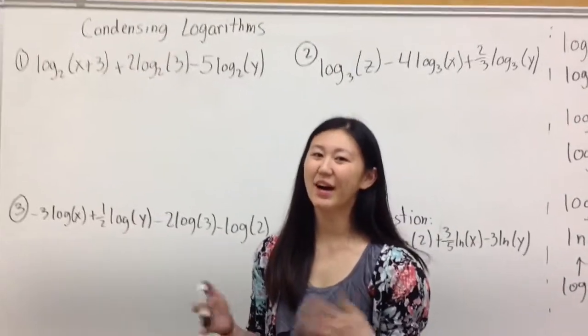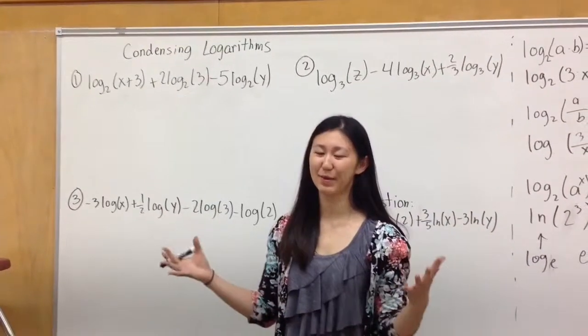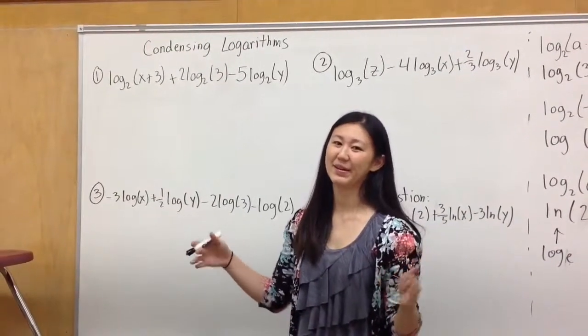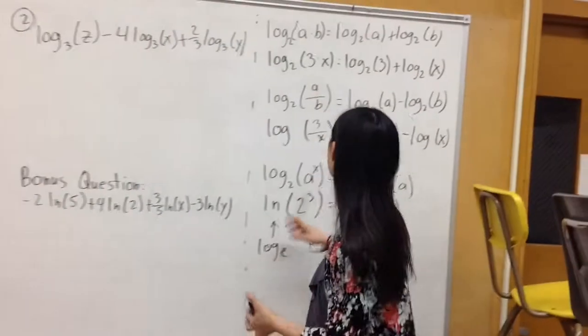So condensing is the opposite of expanding. With expanding, we wanted to get as many logs as possible. With condensing, we want to get just one log. So we're going to look at our three rules again.